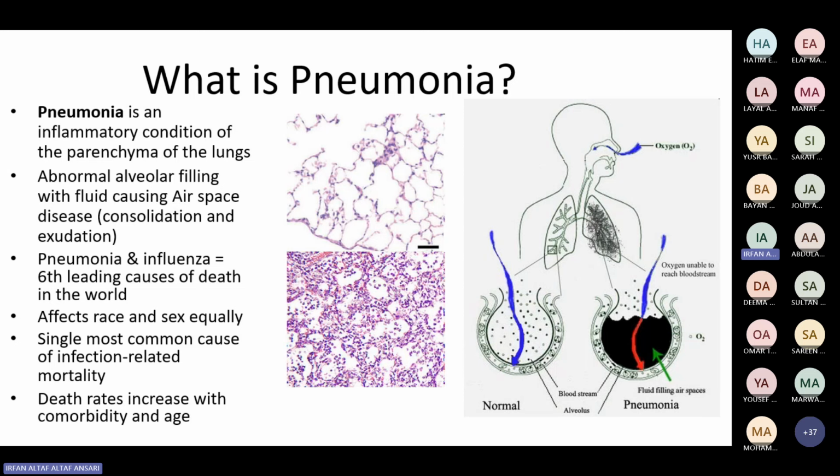What age groups are more prone to death in pneumonia? The extremes of age. Too old and too young. Premature babies, neonates, infants, children. And as you go up, elderly people, more than 70, more than 80, more than 90. So extremes of age, comorbid conditions, associated diseases, and immunocompromised status increase the chance of death in pneumonia.